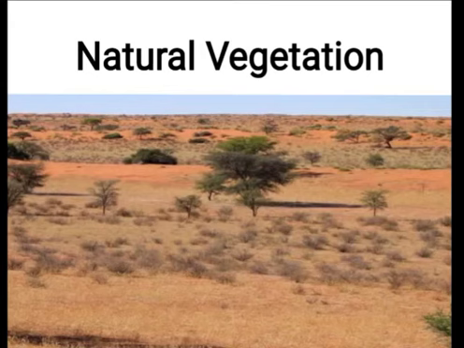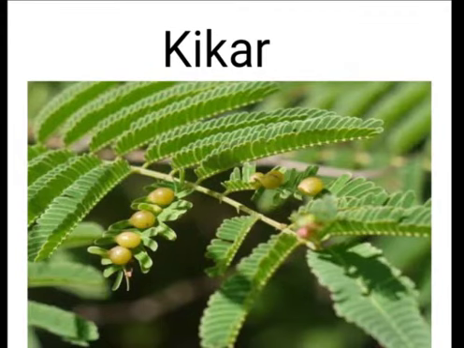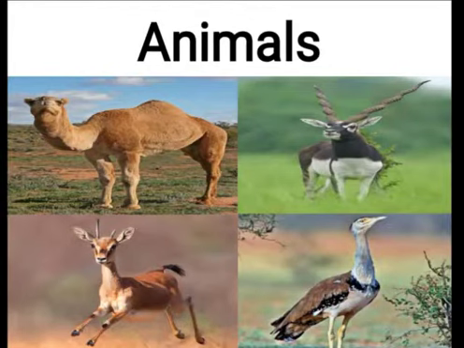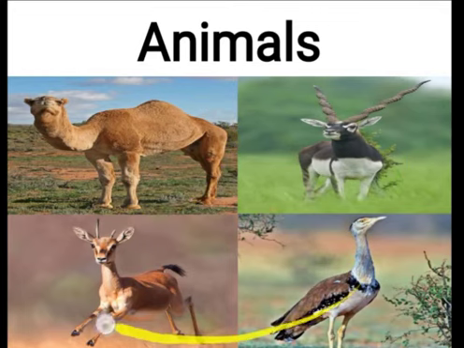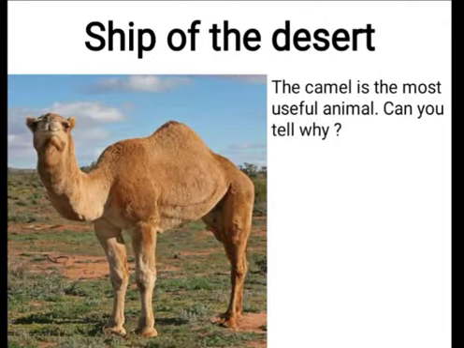Natural vegetation. A hot and dry climate means that mostly scattered bushes and thorny shrubs grow here. The khejri, kikar and babool grow in the eastern part of the desert. Animals such as camels, blackbucks, chinkaras and great Indian bustards are found in this region. The camel is the most useful animal.